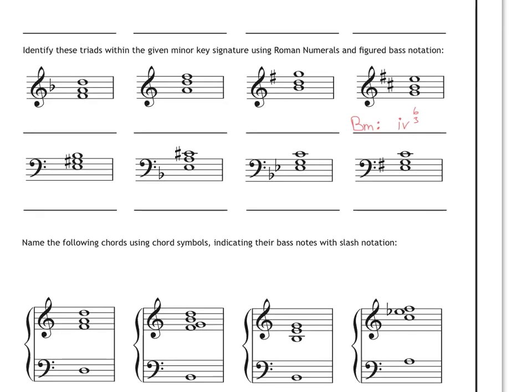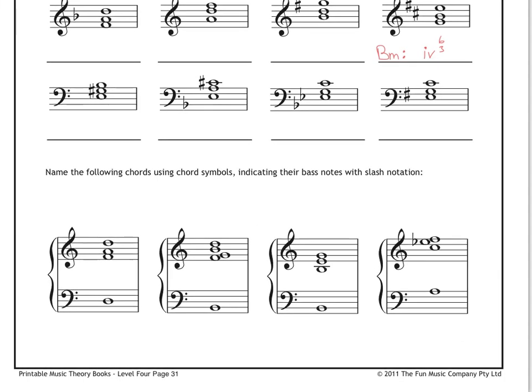Name the following chords using chord symbols indicating their bass notes with slash notation. Basically, all we're doing here, guys, is writing down the kind of chord we're using. We can study the right hand of each section, and that'll tell us what chord it is. And the left hand will tell us what note is to the right of the slash, or the bass note.